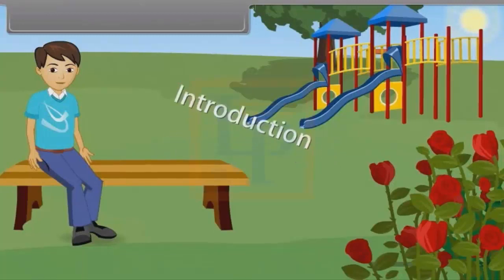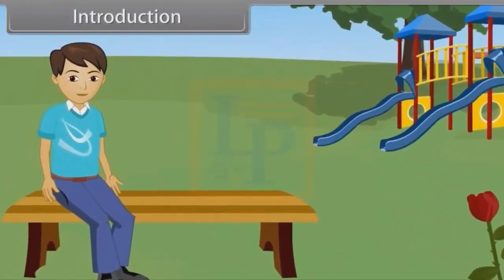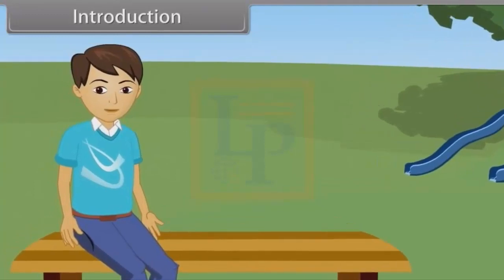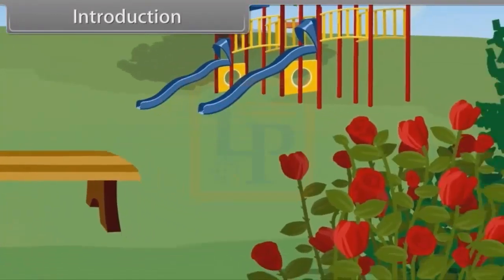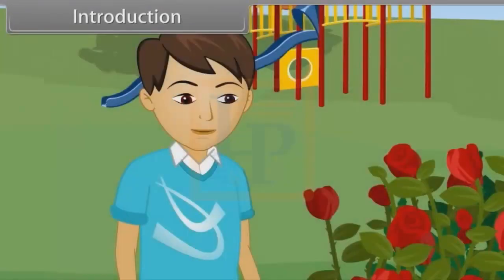Introduction. Today is a sunny day. Vishal is in the garden to enjoy the day. Suddenly, he looks at a flower and he likes it. As he approaches the flower, he just withdraws his hand in a fraction of a second.